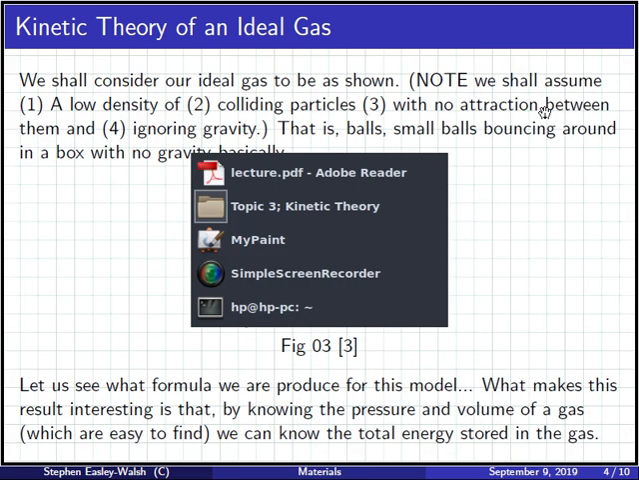Right, let's start the proof. Please stop me if there's a part you don't understand. So, we have our gas, which is in a box. And the particle is moving around, bouncing in the box like this.